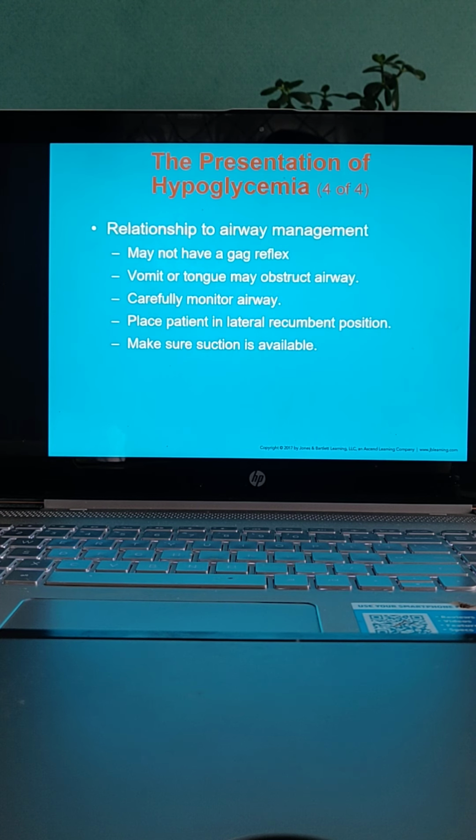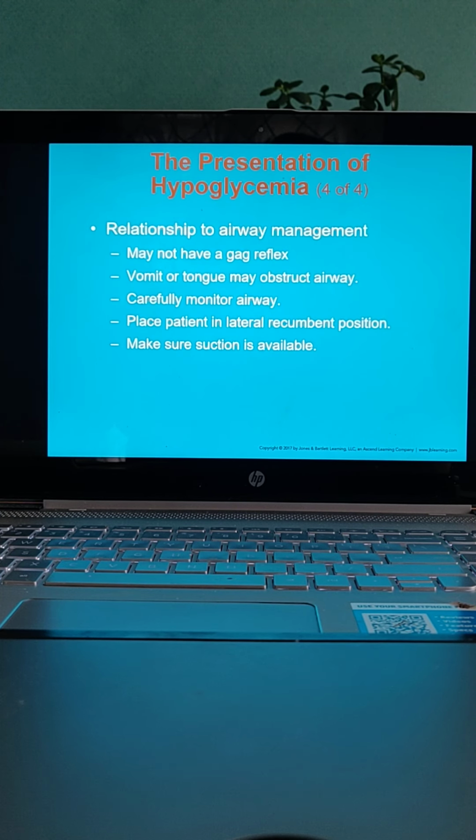Okay? Relationship to airway management: they may not have a gag reflex. If they do not have a gag reflex, that means that they're unconscious. That means you can't put anything in their mouth. Vomit or tongue obstruction may occur. Okay, that's why you keep an eye on the airway. That's why you make sure it is patent. Make sure you secure that airway. Carefully monitor it. Place the patient in lateral recumbent position if required.